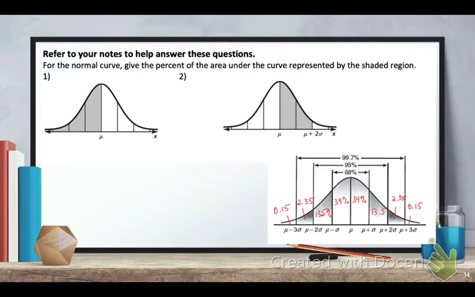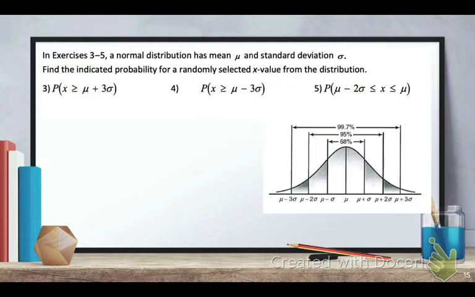So if we look at the curve on number 1, the shaded area is everything to the left of the mean. And so that is simply 50% of the data. That would be the probability that a data value would fall within that area. Number 2, we're looking for the probability that would be 2 standard deviations above the mean. And so we can simply add up the percents. So that would be 34 plus 13.5, which would give us 47.5% chance that a score or a data value would fall within that range.